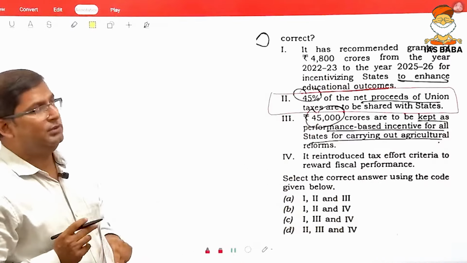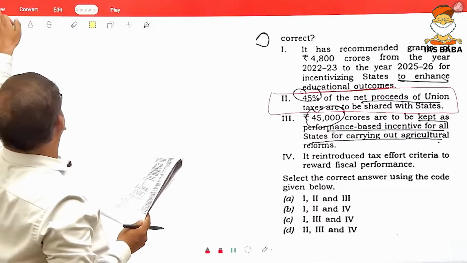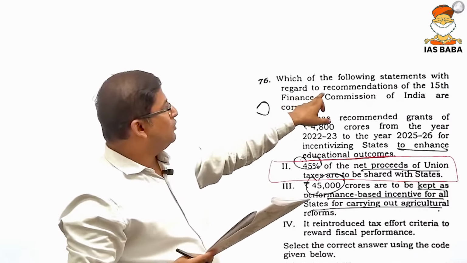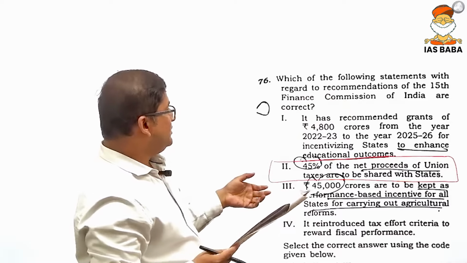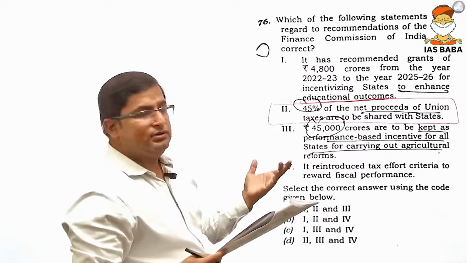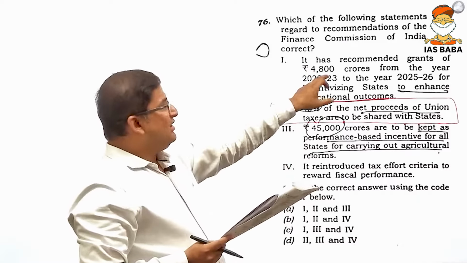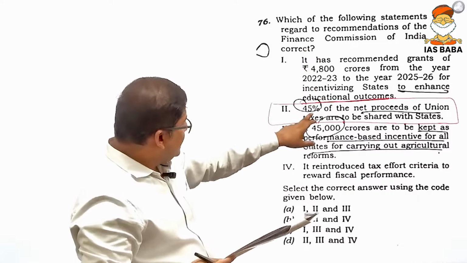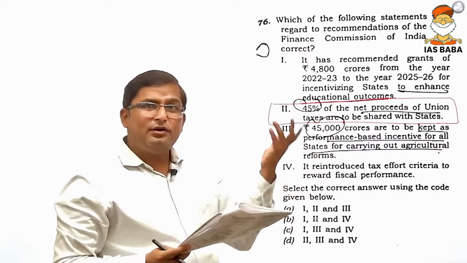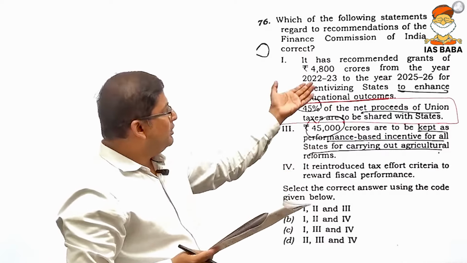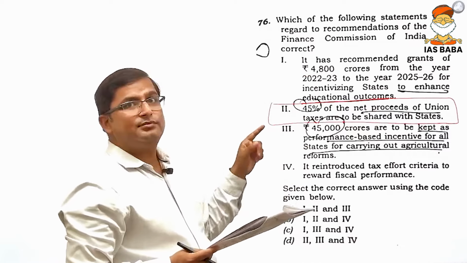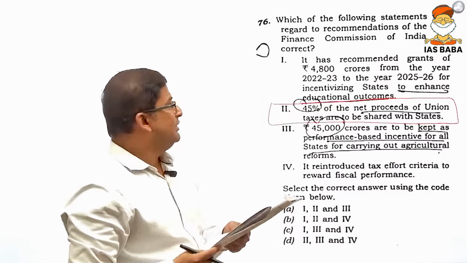Statement number 2 says that they are asking the question with regard to the 15th Finance Commission of India, which one of the following statements is correct? So first statement, given data. Again in second, third statement, given data. Focus, you might not be able to recall and learn all these data in the real exam, but there is a hint in this question. By using that hint, you can easily solve that question.